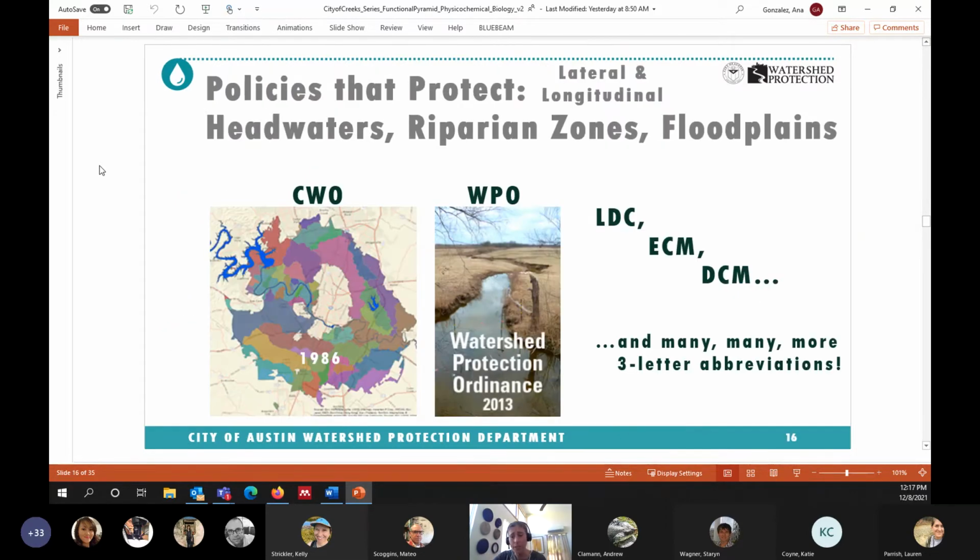And because we understand the importance of protecting our streams, we do have policies, particularly that look at that cross-lateral connectivity of our streams. We have creek buffers, we have protection for headwaters. We understand that longitudinal connectivity. We have many policies in place that protect that, because we understand how lateral and longitudinal connectivity do determine a lot of our stream health.